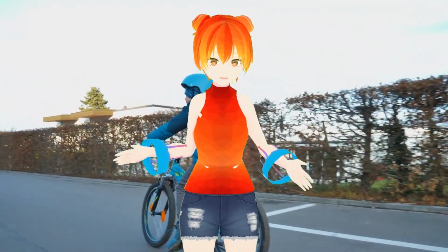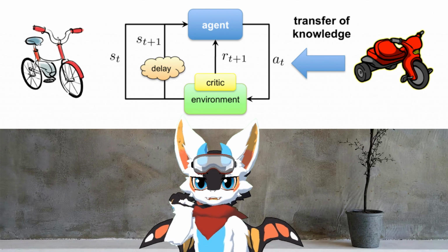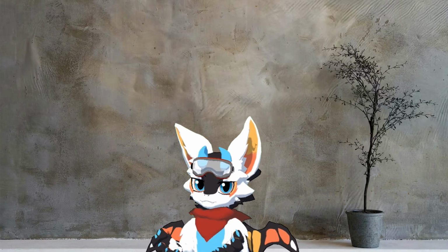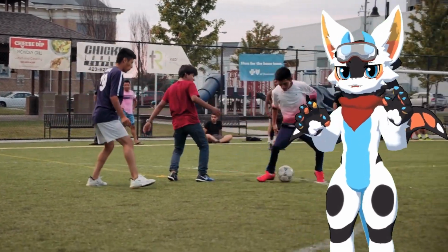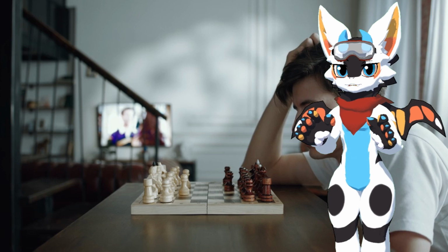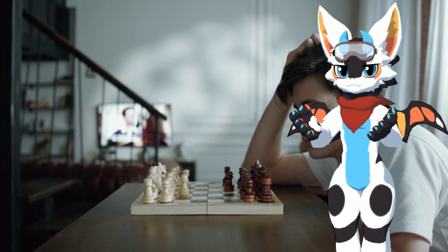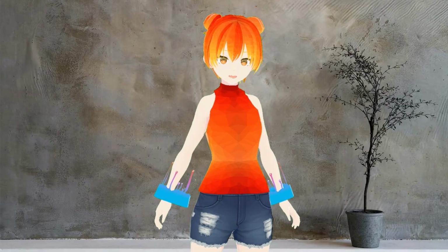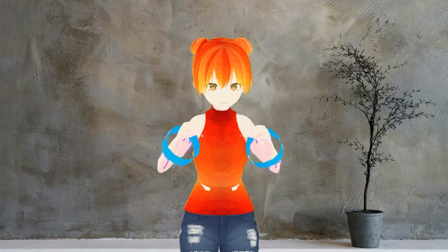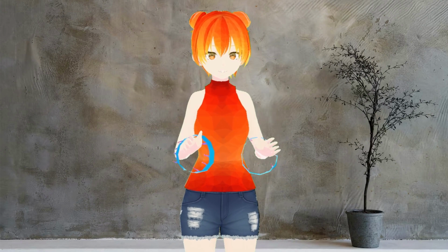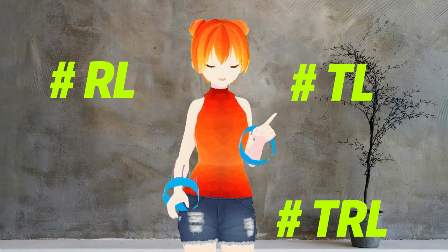That's really fascinating. This is how transfer reinforcement learning, or TRL in short, works. Just like a student who learns skills in soccer can apply them to hockey or ice hockey, a model trained on a task like playing chess can improve its performance on other board games like checkers or draughts. That's really impressive. Thanks for explaining all of this, Buzzy. I learned a lot today about TL, RL, and TRL.